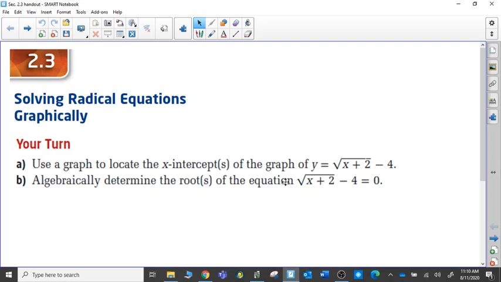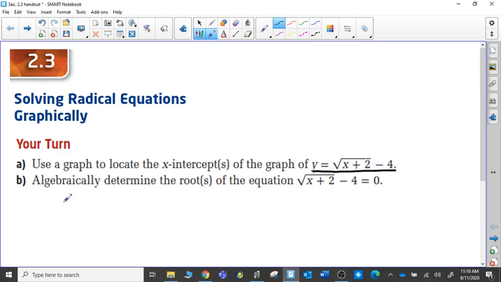So to begin with, what we're going to do is take a look at the graph of a radical equation. We're going to find the x-intercepts of that graph, and then we'll talk about how that connects to the roots of the equation.